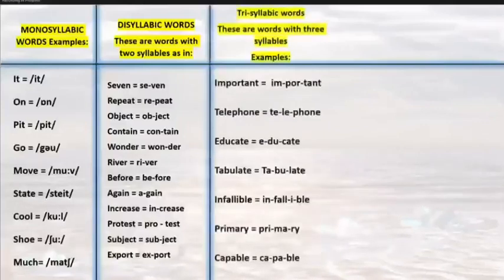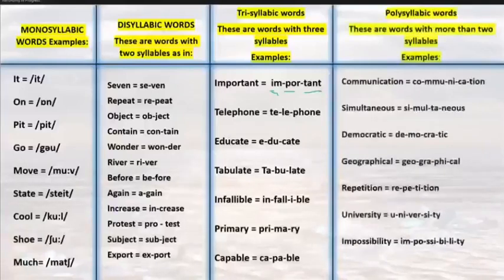The next group is what we call the trisyllabic words, words with three syllables. An example is there: important. Look at them there, important, that suggests three. Telephone, educate. The word is educate. So note this. And then the next one, tabulate, and then infallible, primary, capable. So these are three-syllable words.